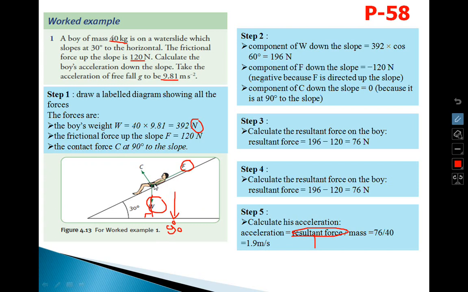So the frictional force is equal to 120, and the contact force C at 90 degrees to the slope. This is the third one. The third force is here with angle equal to 90 degrees.